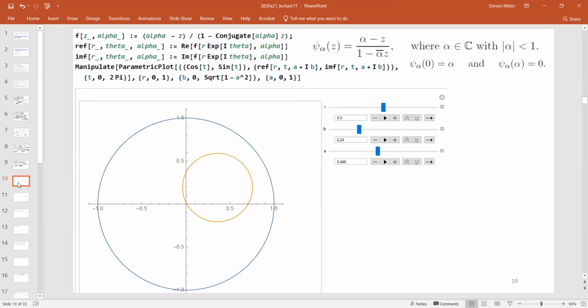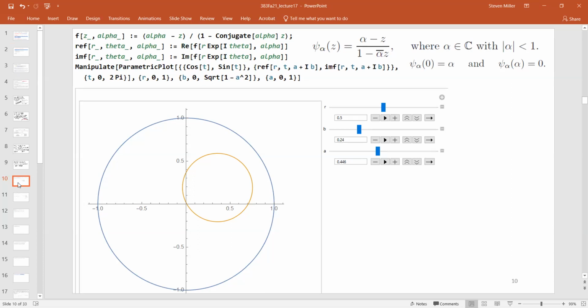Well, it has some interesting properties. If I have it act on 0, it sends 0 to alpha. And if I have it act on alpha, it sends alpha to 0. So this is a map that switches 0 and alpha. We will show shortly that this actually maps the unit disk to the unit disk, and it's an automorphism. So this is a non-trivial automorphism of the unit disk.